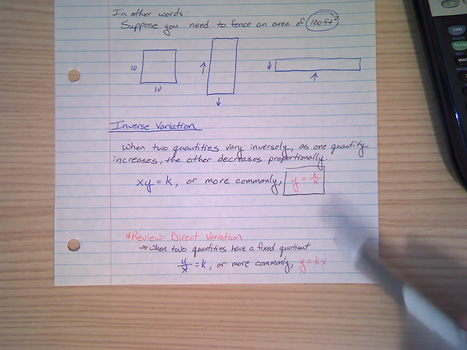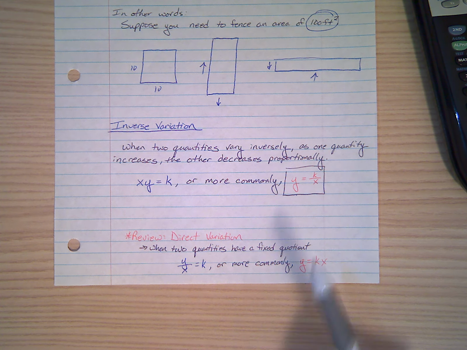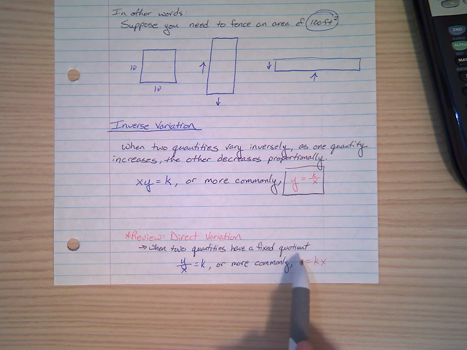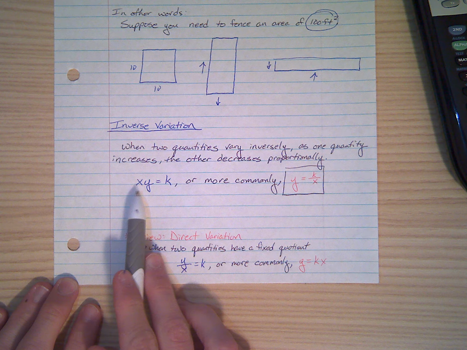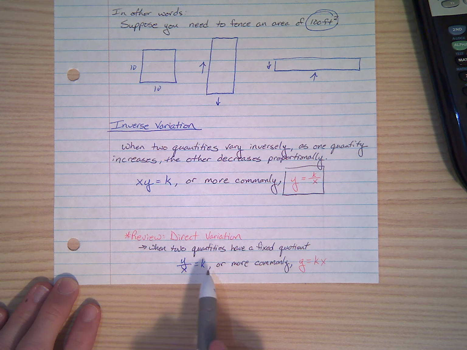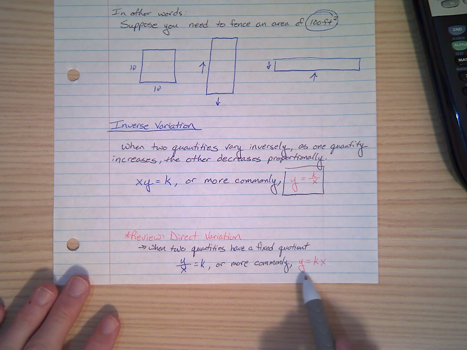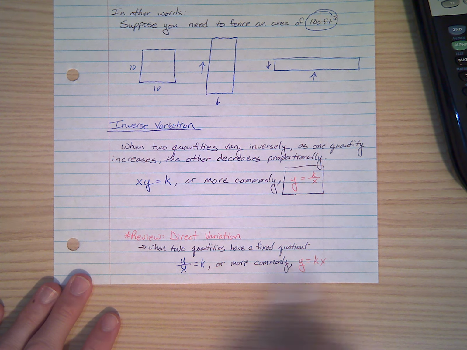Before we move into just seeing some basic inverse variation problems, we need to review something that we covered way back in the first semester called direct variation. So when we have two quantities with a fixed quotient, y divided by x equaled the same thing. Instead of y times x equaling the same thing, y divided by x equaled the same thing. That was more commonly seen as y is equal to k times x. Again, if you solve this for y, you would multiply by x. So this is how you would get this.